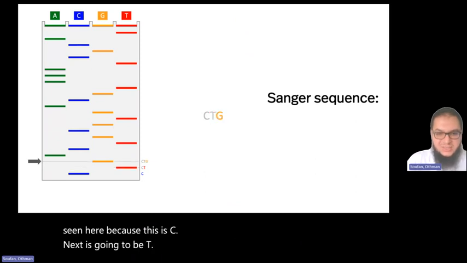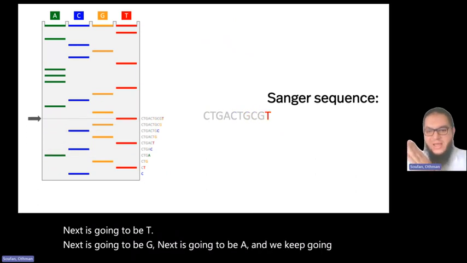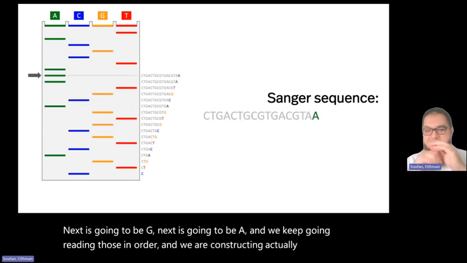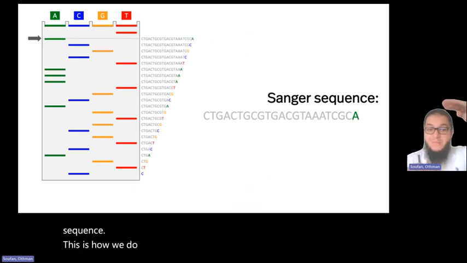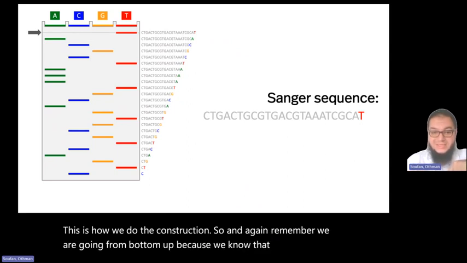Next is going to be G. Next is going to be A. And we keep going, reading those in order, and we are constructing our DNA sequence. This is how we do the construction. So again, remember, we are going from bottom up because we know that's a shorter sequence here.